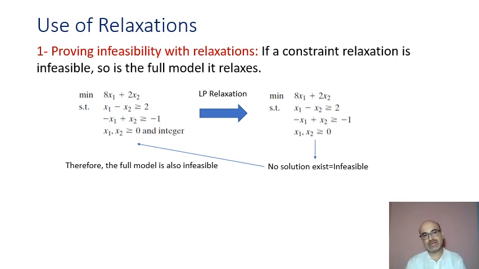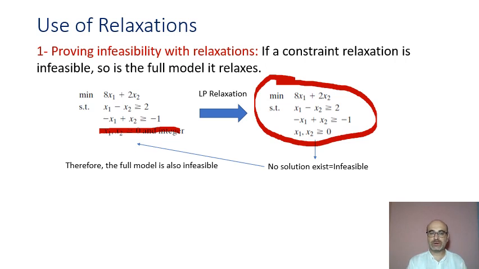We can take a relaxation of this, and the most commonly used relaxation is the LP relaxation. Just relax x1 and x2 and come up with this new model. Now solve this problem using the simplex algorithm. If you look at the first two constraints, they are in fact conflicting with each other. It means that there is no solution to this model. The feasible region is an empty set. Then, if the relaxed model is infeasible, the original model must also be infeasible. So this is the first use of relaxations.